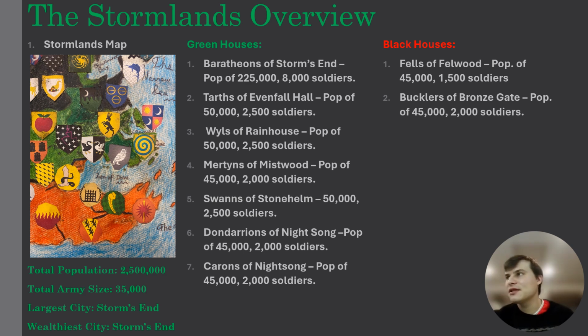Let's go to the Black Houses. The Fells of Felwood. Again, all these houses have roughly the same, we can assume the same populations, except like Storm's End, and the same feel about similar amounts of soldiers. So the Fells chose Rhaenyra from the show and in the book because they imprisoned the Lady of Felwood when she would not bend the knee to Aegon.